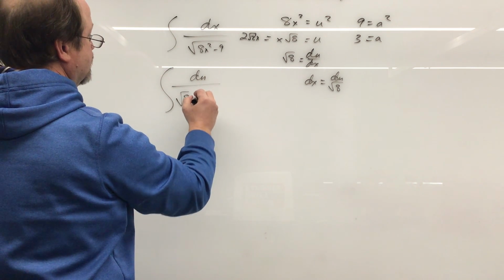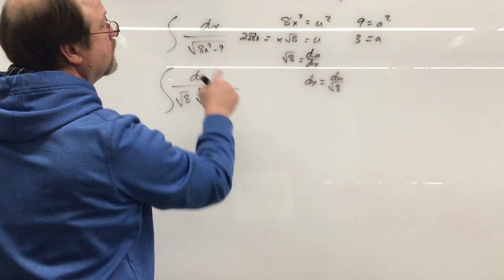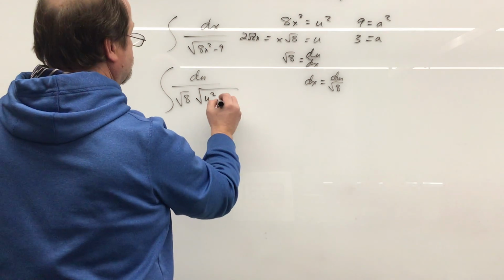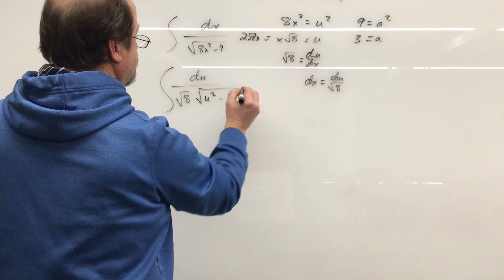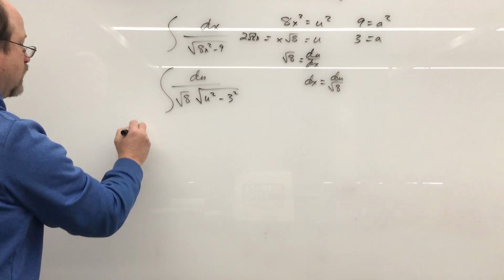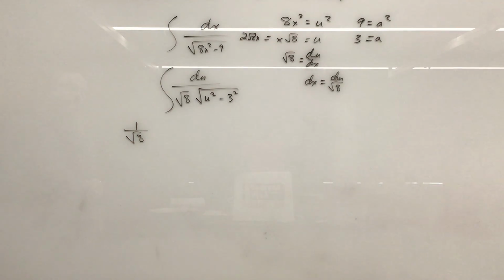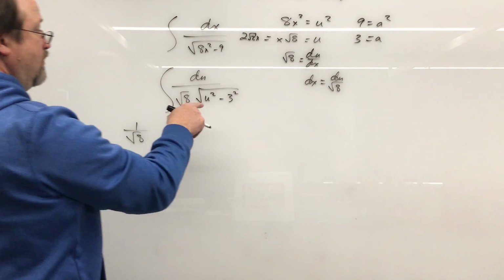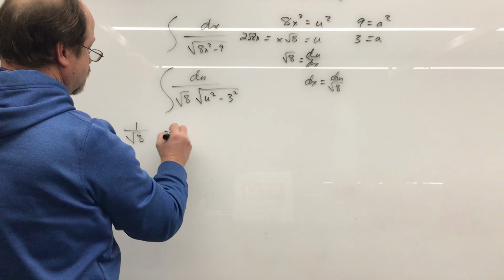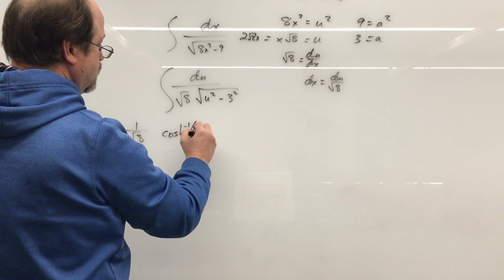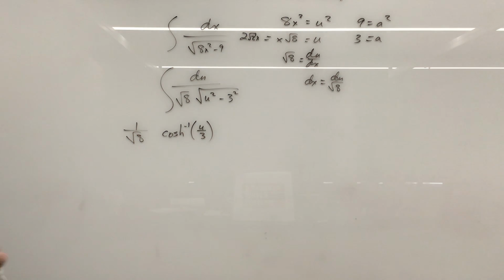In addition to that, that's just a constant, I have a square root of u squared minus 3 squared. And the 1 over radical 8 comes outside the integration. And I now have a form which fits inverse cosh, and u over 3 would be the argument.